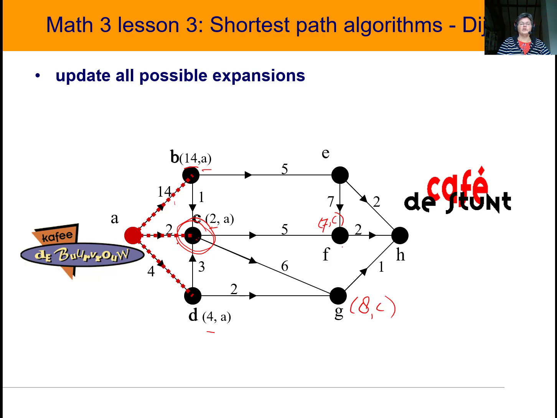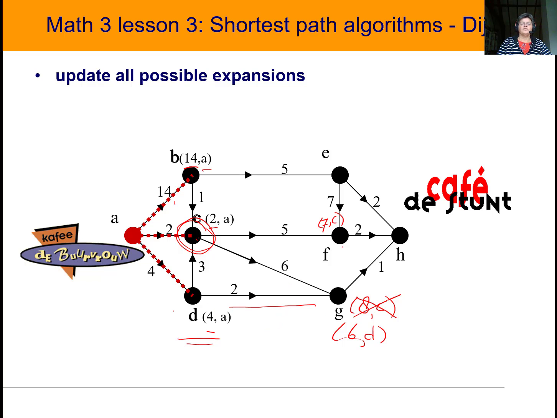Okay, and that's the only one we can have. So the cheapest one so far, if we look at it, we have 7, we have 8, we have 4, and we have 14. So definitely that is D. So let's look where we get from D. From D we can go to G, and look, that's nice. 4 plus 2 is 6. So apparently if we go to G via C, that's more expensive. So we replace this one and change it with 6 coming from D. Okay, we were at D and this was the only route, so that's it.